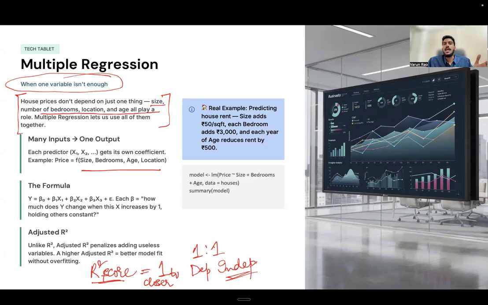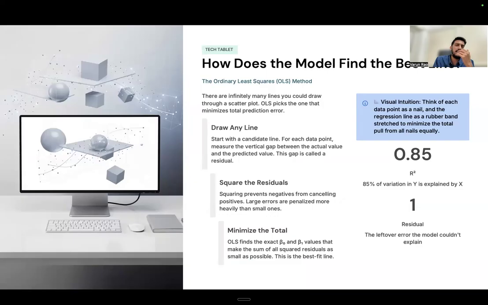Simple. And just to give you all a small real-time example, here you can see I'm trying to predict the house rent with the size of the house, the price of the house, the age of the house, etc. All these are pretty much possible using basic machine learning models. Now, how does the model find the best value? How is it possible?